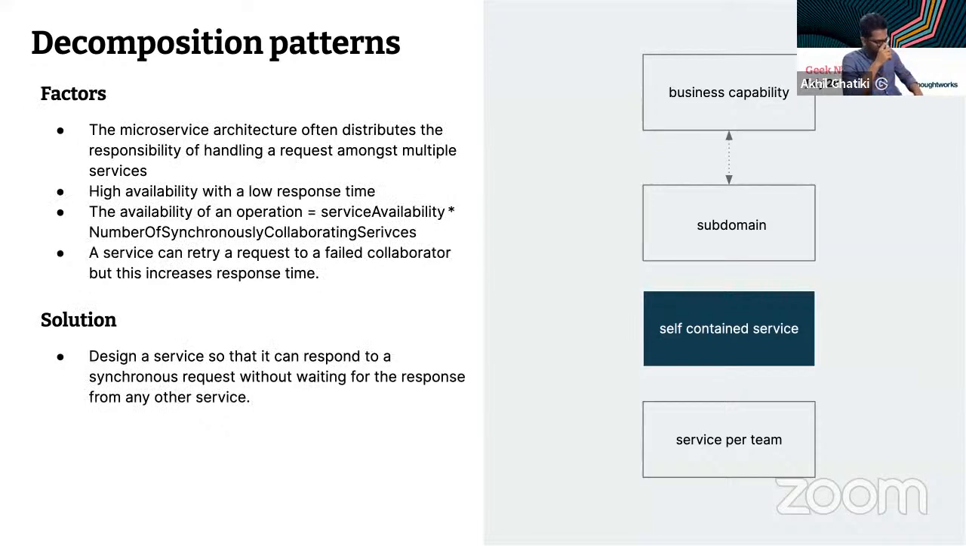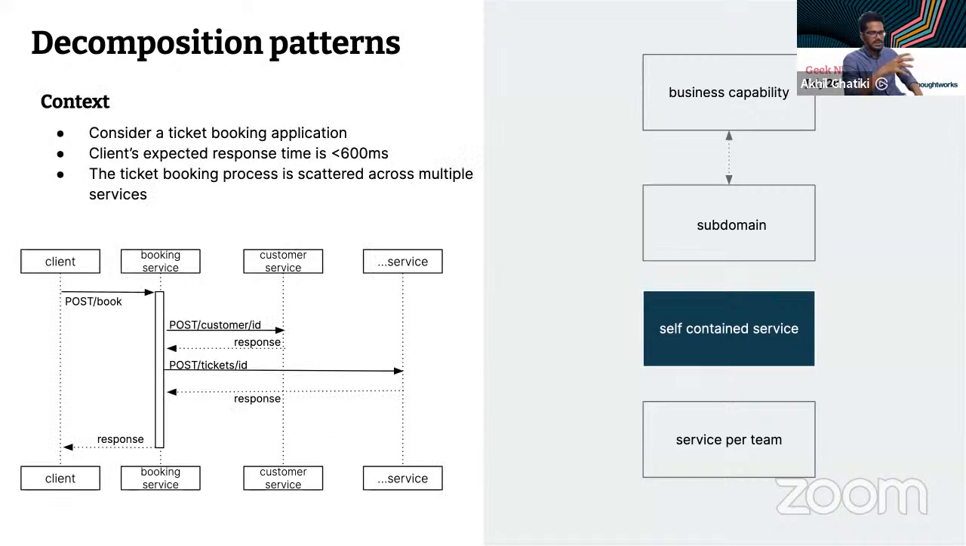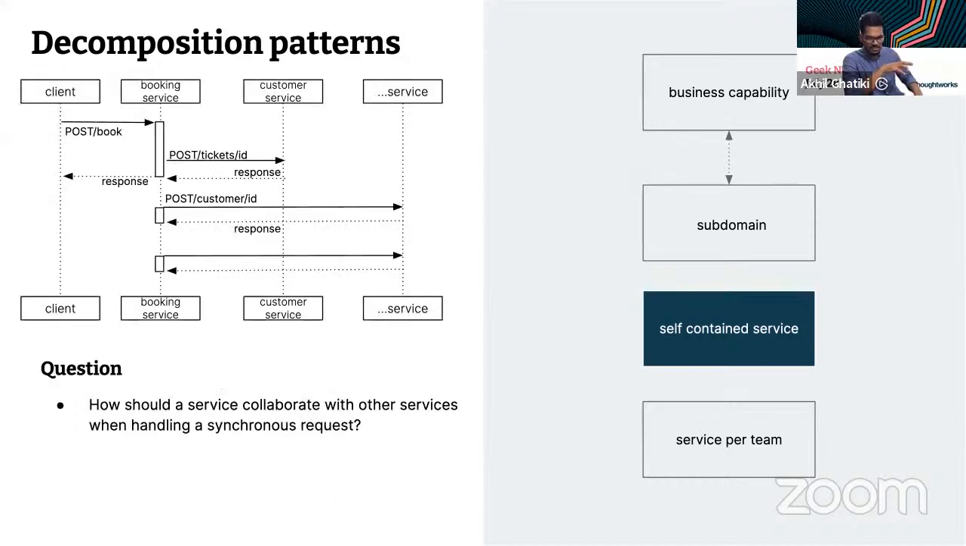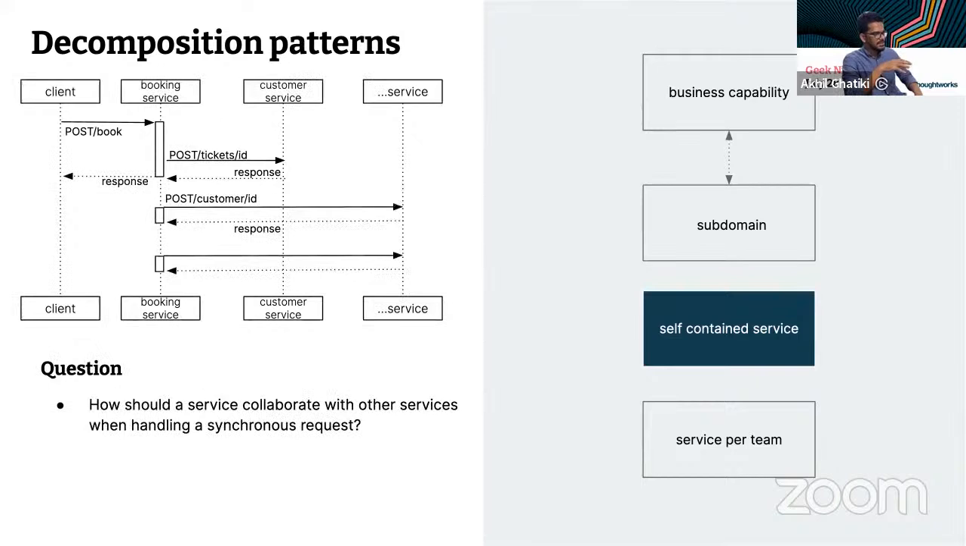So when you implement a self-contained service, you design a service so that it can respond to the synchronous request without waiting for the response of any other service. Again, don't get confused here: this was a traditional implementation that I was showing. That diagram is not related to the self-contained service. This diagram is related to the self-contained service. I just wanted to set the context here.